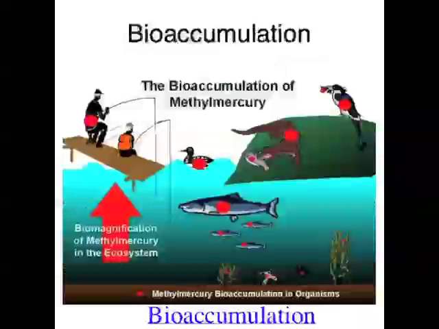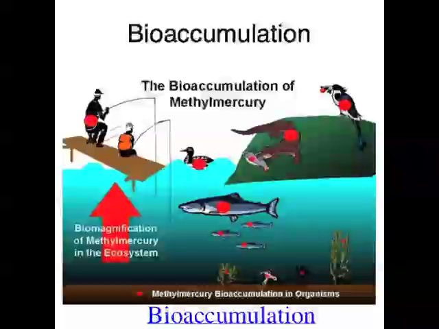Now, we've seen that there's a decline in energy along each step of a food chain, which explains why food chains are normally pretty short. But matter also moves through food chains. And a good example of moving matter through food chains is the movement of toxins or poisons, as they can actually accumulate up a food chain. And this is called bioaccumulation.